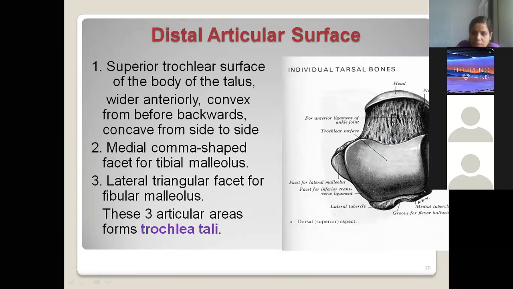Can you see there is a comma-shaped articular facet again covered with hyaline cartilage. Again there is a triangular articular facet here. That means one is there for medial malleolus. The other is there for lateral malleolus.